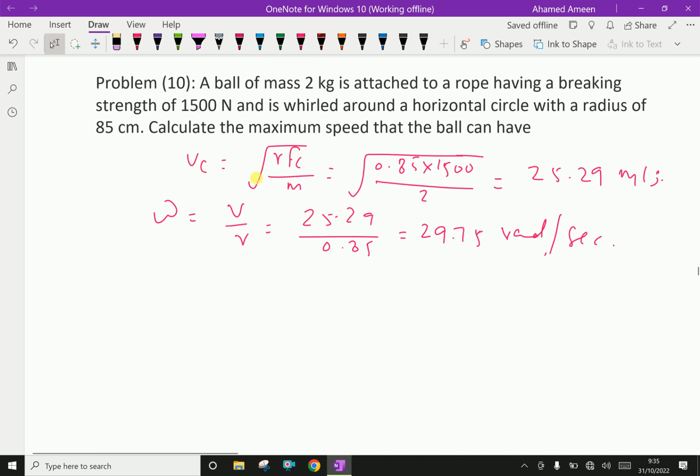Next here, the same: V equals the square root of Fc by m. From that omega we found as V by r, radian per second.